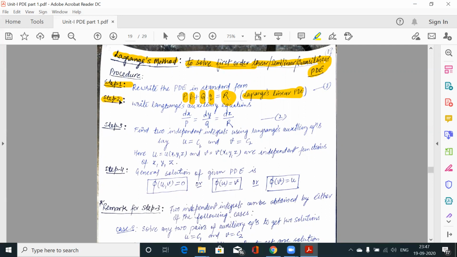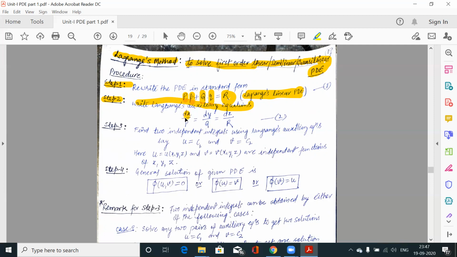Next, the second step is to write the Lagrange's auxiliary equations. So our given PDE may be in any form, but we'll make it into Lagrange's standard form. Once the given equation is in this standard form, we have the capital P, capital Q, and capital R values. These are functions of x, y, z. These may be constants, or may be functions of x, y, z. So now we have to write the Lagrange's auxiliary equations. And what are these Lagrange's auxiliary equations?